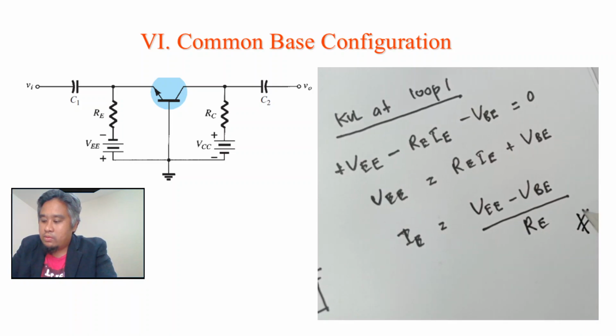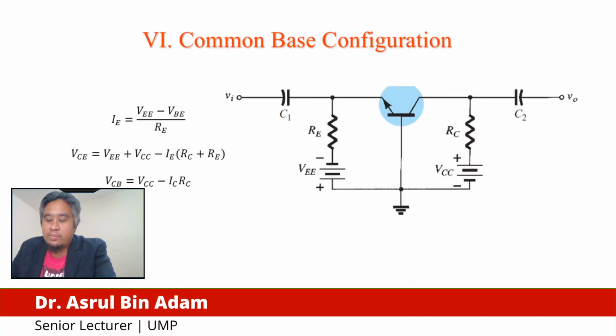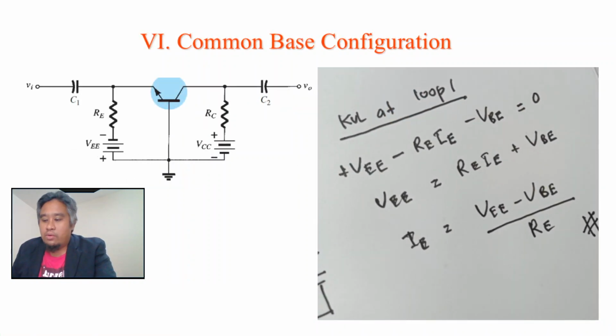So this is our derivation for the IE. Let's recheck the previous slide. Is it the same? Okay, same thing: IE equals VE minus VBE divided by RE. Alright, next.